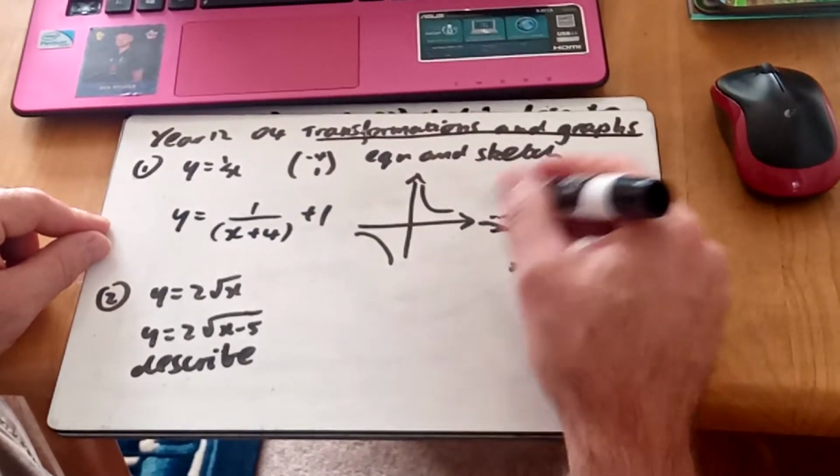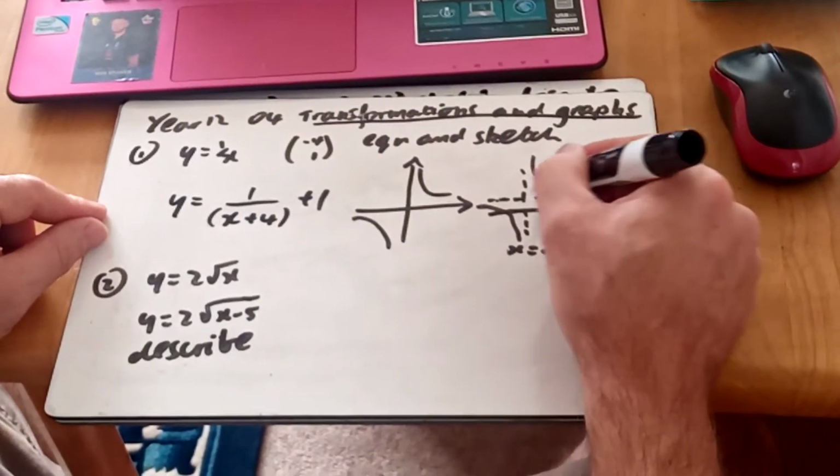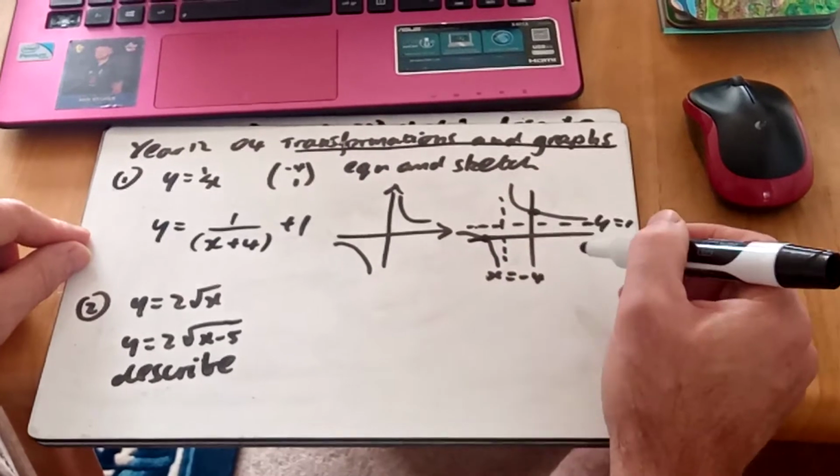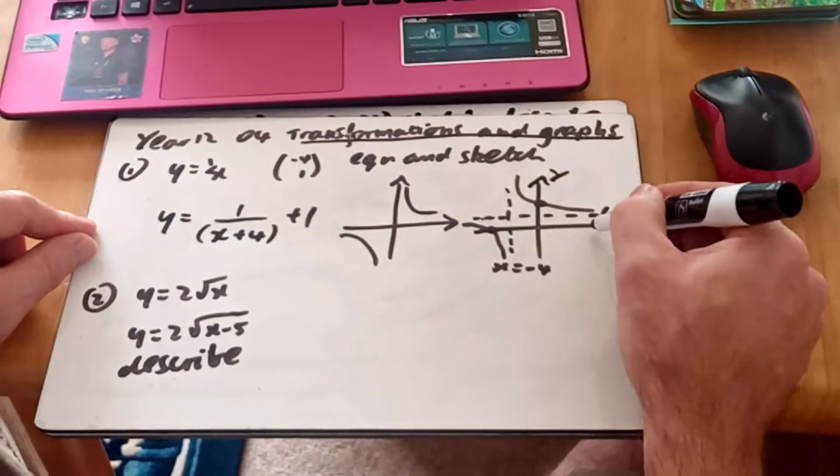And at some stage or other, we could then go on and, for our sketch, put more information on where it's crossing the x and the y-axis. There's my y, there's my x.